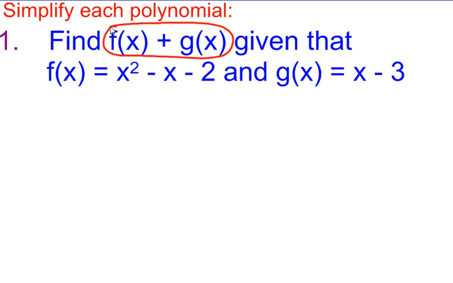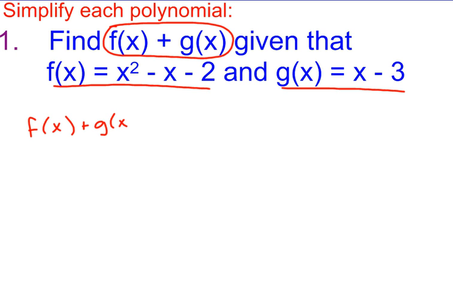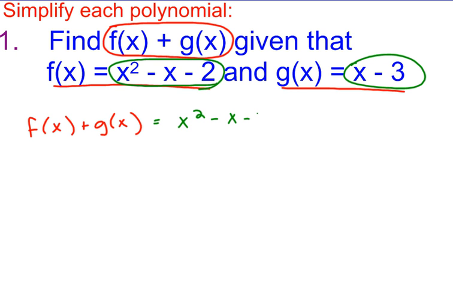So they give us f of x right here, and they give us g of x right here. So to find f of x plus g of x, I would literally just take and add x squared minus x minus 2 plus x minus 3. So that equals x squared minus x minus 2 plus the x minus 3. I'm adding what those two functions equal together. So f of x plus g of x equals, and I combine like terms here.